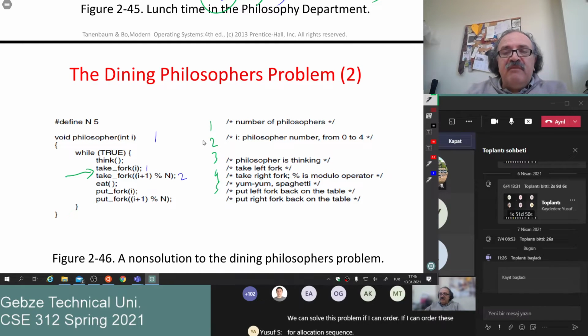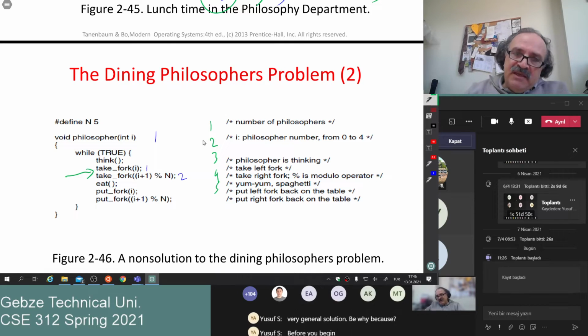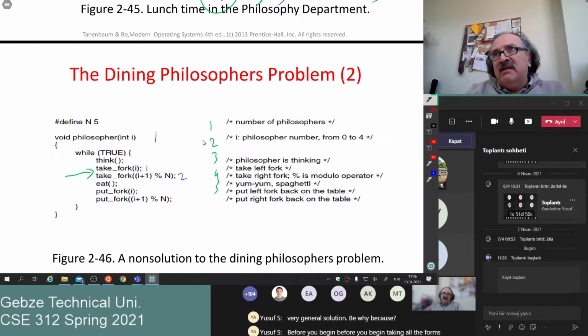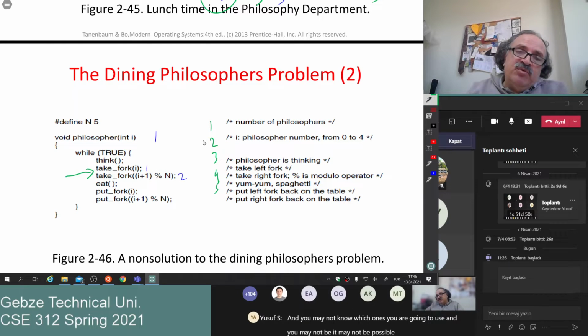Maybe we can solve it that way. But this solution is not a very general solution. Why? Because before you begin taking all the forks, you need to know how many forks you are going to take, and you need to know all the resources. Sometimes with databases, you need to lock a record, and there are thousands of locks in a database. You may not know which ones you are going to use, and it may not be easily possible to satisfy this ordering need. So we need to come up with a solution.